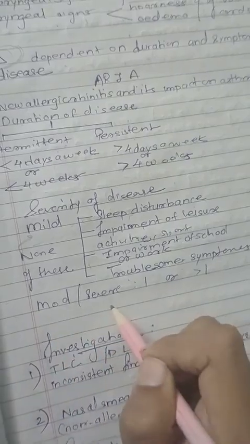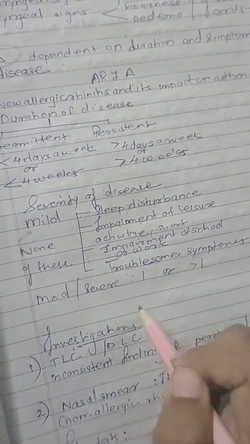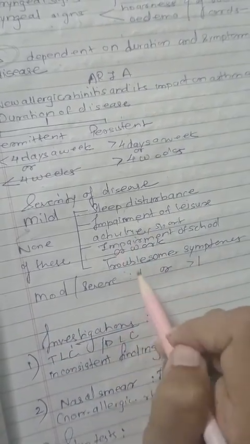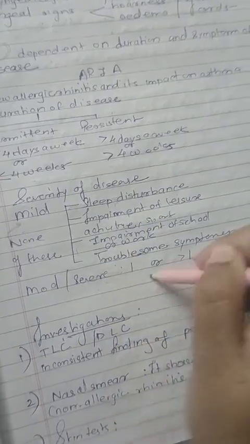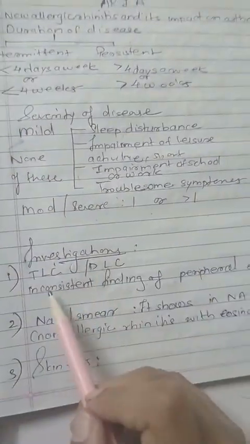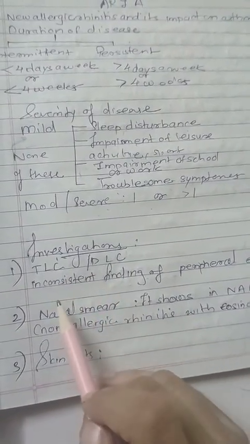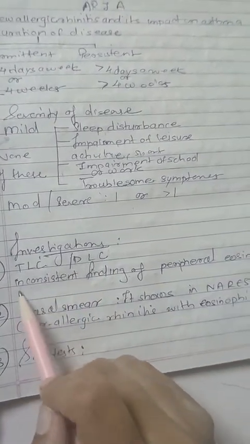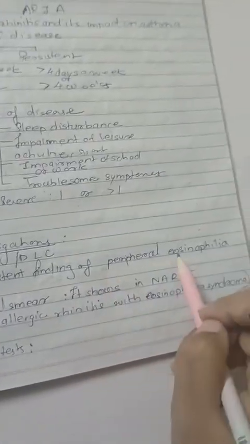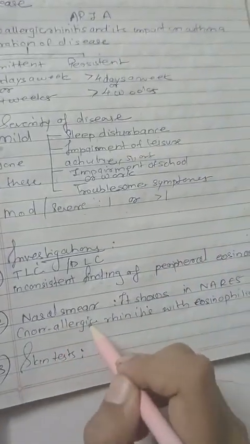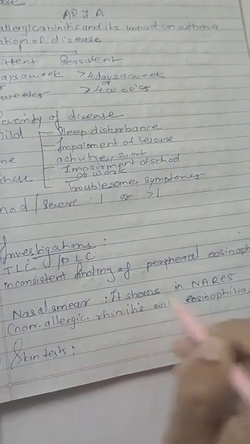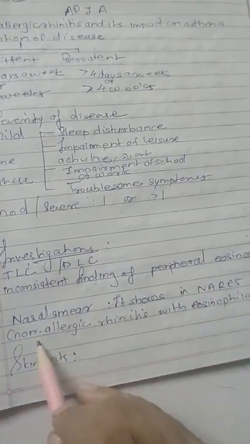Then moderate or severe severity is considered if any one of these symptoms is present, or even more than one of these symptoms is present. Talking about investigation, total leukocyte count and differential leukocyte count is considered, but it's actually an inconsistent finding of peripheral eosinophilia. Then a nasal smear is taken. It shows basically NARES, which means non-allergic rhinitis with eosinophilia syndrome.